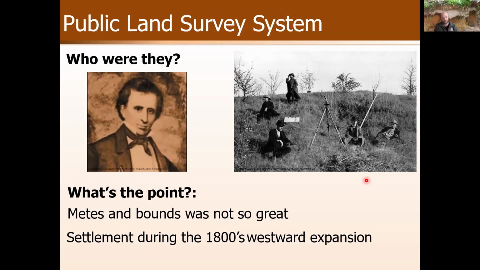But there was no real grid or any sort of system to that. So metes and bounds didn't really work. What if that rock went away or the river changed?